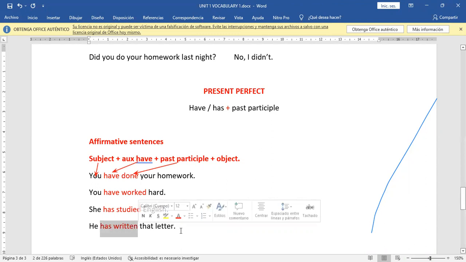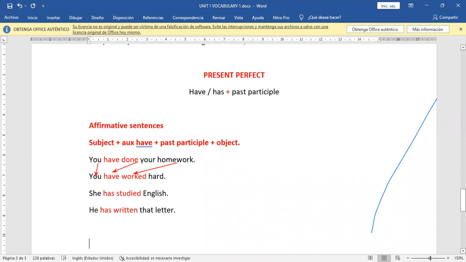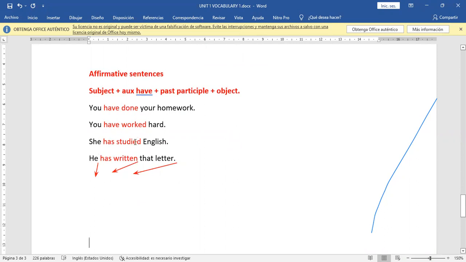And how do you say "Él escribió esa carta"? He wrote that letter. You know, different. This is simple past. He wrote. He has written, present perfect. And this is a simple past sentence.